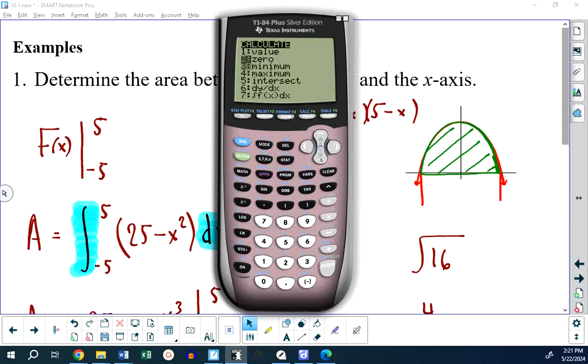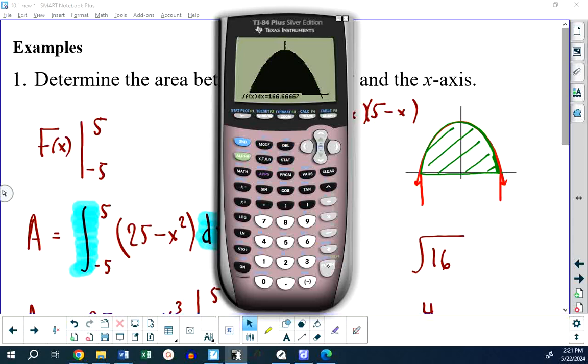So I can go to my calculate menu and go integrate. That makes sense now that we're choosing that function. It's the integral of f of x dx from negative 5 to 5. Nice visual, 166.6.